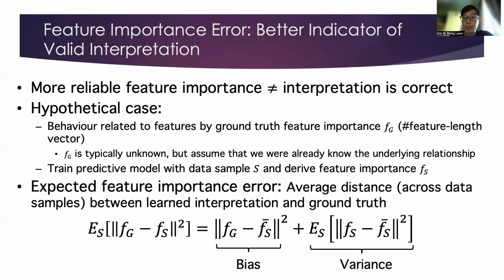We can then define the feature importance error as the average L2 norm of Fg and Fs. What this represents is the average distance between the learned interpretation from each model and the ground truth. And we will see that this term, the feature importance error, has two components.